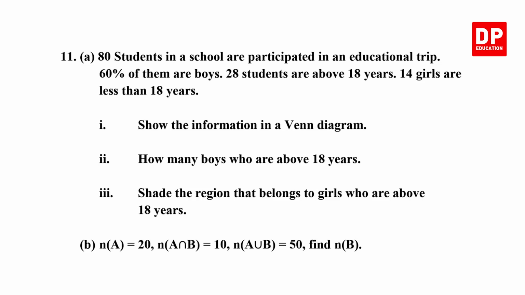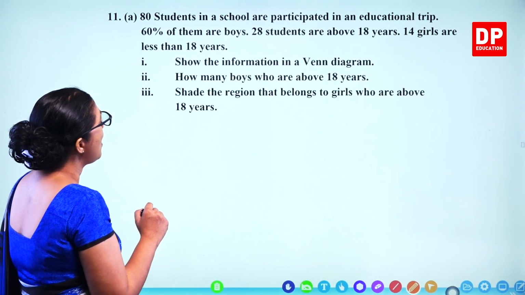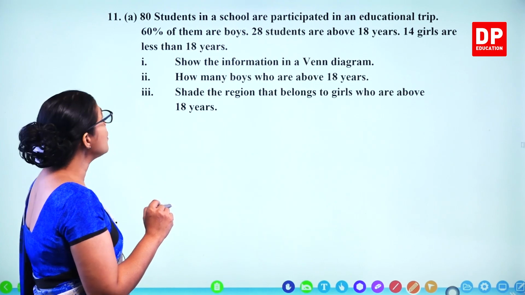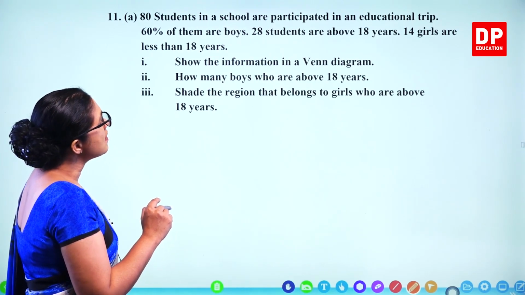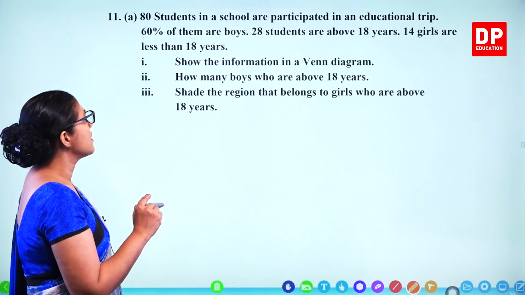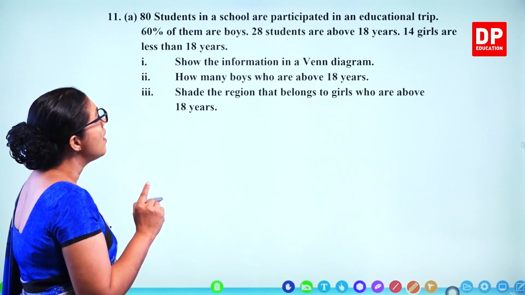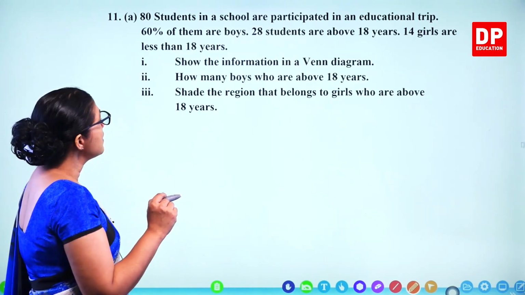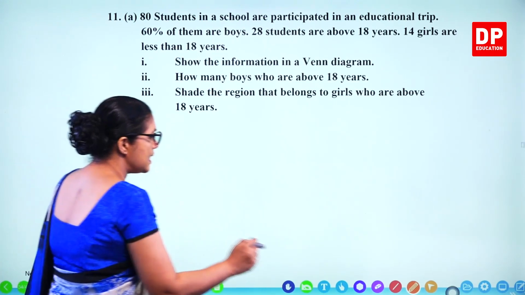Question number 11. That's about Venn diagrams. 80 students in a school participated in an educational trip. 60% of them are boys. 28 students are above 18 years. 14 girls are less than 18 years. Show the information in a Venn diagram. How many boys are above 18 years? Shade the region that belongs to girls who are above 18 years.